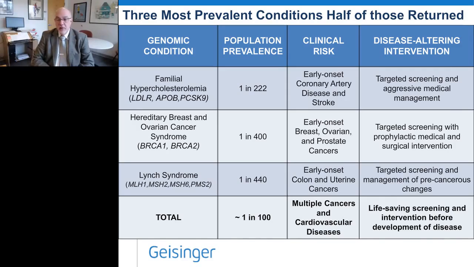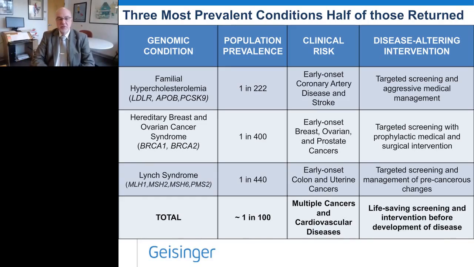It turns out that about 1 in 100 individuals has a pathogenic or likely pathogenic variant in genes for one of these three conditions. There are multiple genes, as noted here, that can be associated with the three conditions.